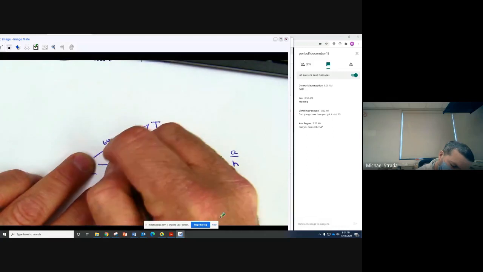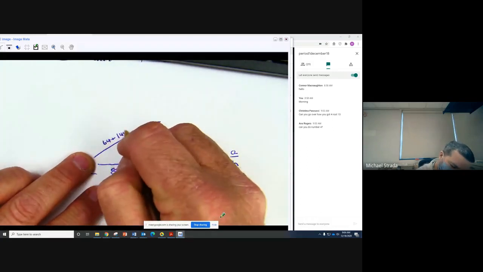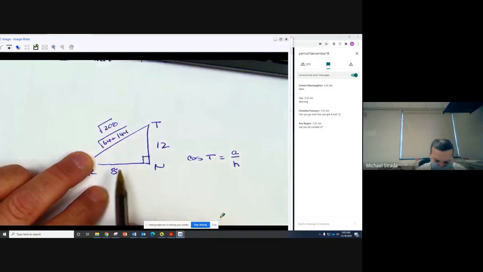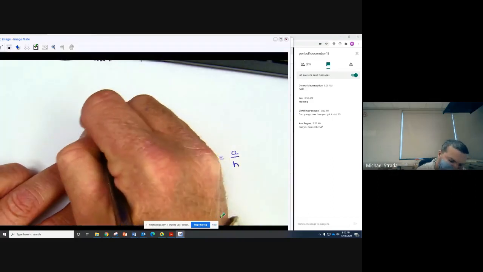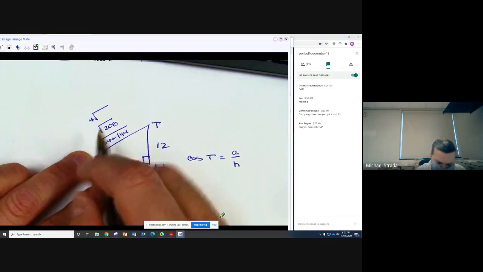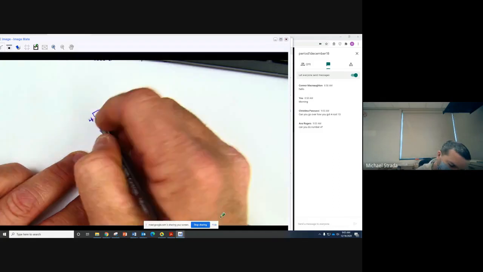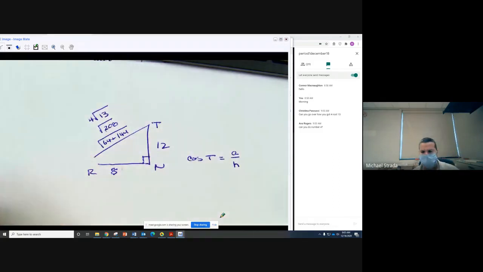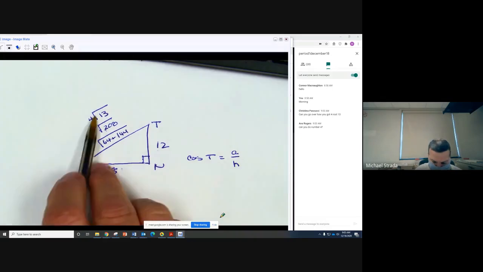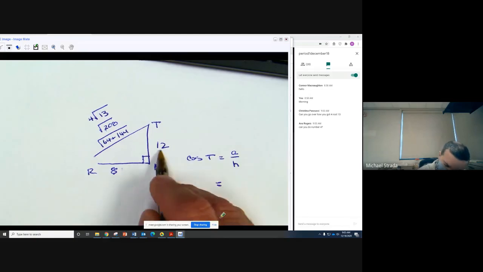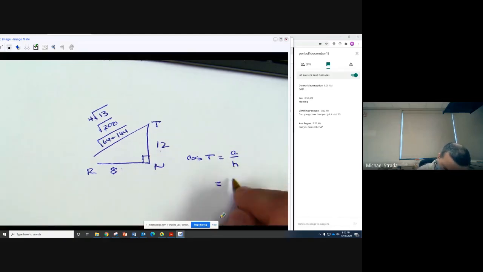8 squared is 64, 12 squared is 144, and then we take the square root, which is the square root of 208. Because 4 goes into both 8 and 12, at the very least, I know 4 is going to be outside the radical when I'm done. 4 squared is 16. 208 divided by 16 is 13. So 4 root 13. There's the 4 root 13 part that was asked about. Now to get the cosine, it's the adjacent, which is 12, over the hypotenuse, which is 4 root 13.